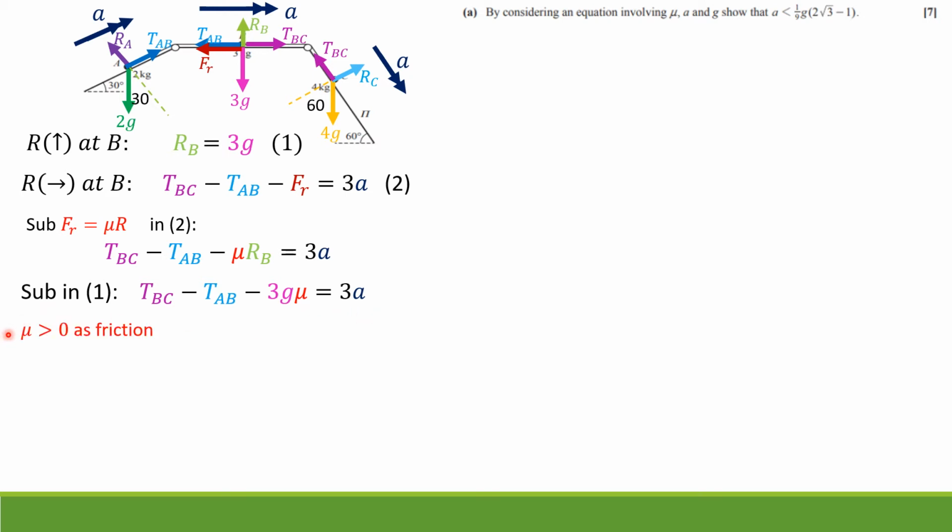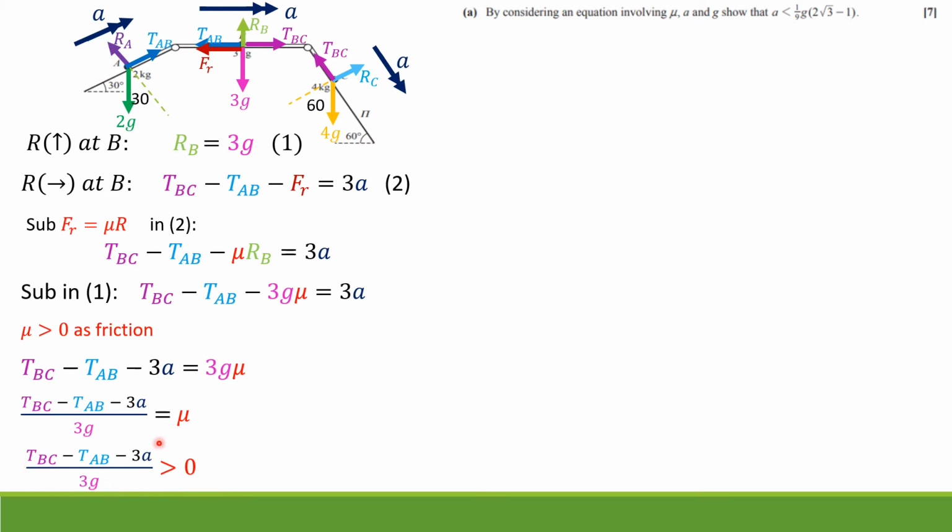Now we know that mu must be greater than 0. So there is a friction acting at this point here, and for friction to happen, mu must be greater than 0. So if mu is going to be greater than 0, I'm going to rearrange this equation to find mu. So I'm going to add 3g mu to the right hand side, and I'm going to take away 3a from the left hand side. Then to get mu on its own, I'm going to divide by 3g. So mu is TBC minus TAB minus 3a, all divided by 3g. Now we know this mu must be greater than 0, which means that the whole of this expression we've just worked out must be greater than 0.